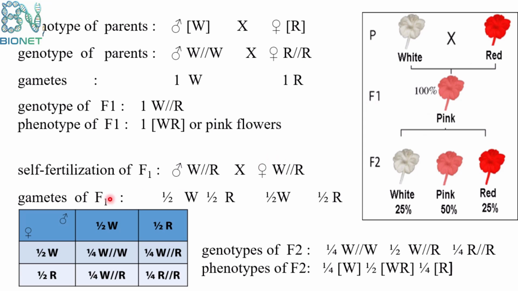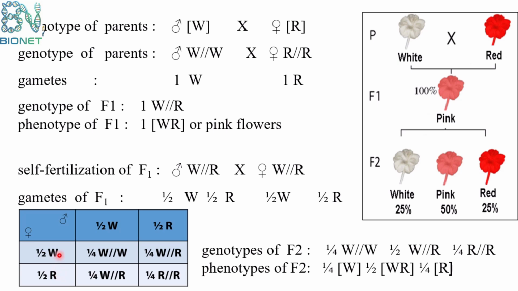Now, the self-cross or the self-fertilization: we are going to make a cross between two hybrid plants, both of pink color. The genotype is WR. Because the parents are heterozygous, each one will produce two types of gametes. So the genotype WR will give gametes carrying the allele W and gametes carrying the allele R. We put the gametes in the table. The male gave gametes carrying the allele W and gametes carrying the allele R. Similarly, the female, which is also heterozygous, gave two types of gametes, W and R.